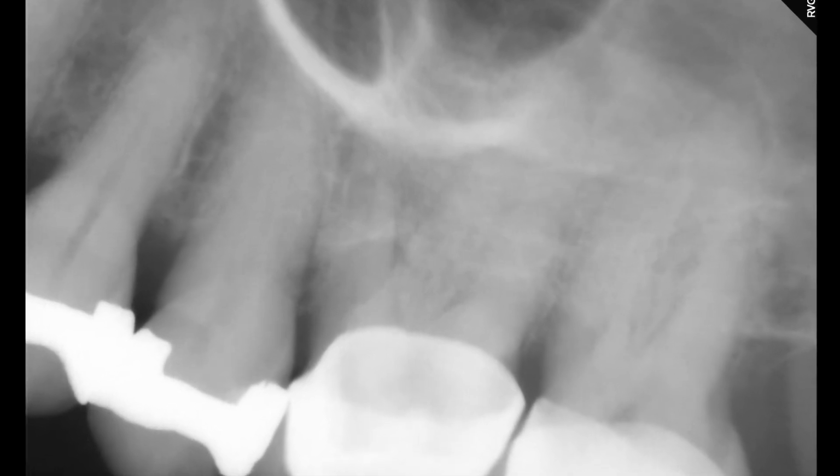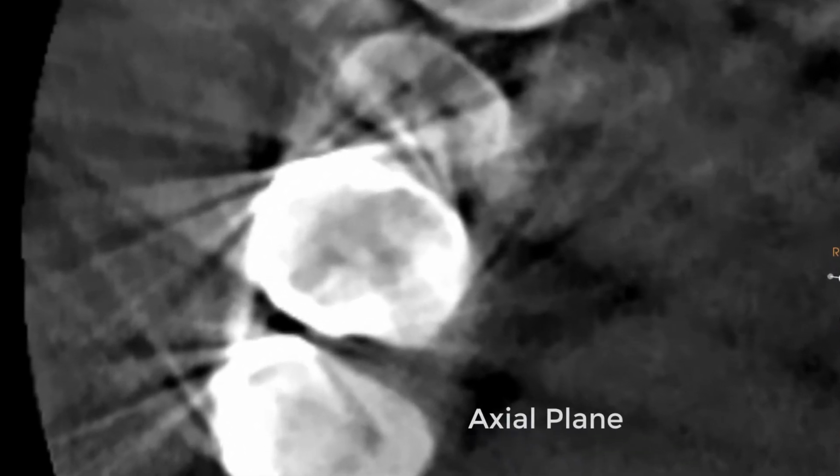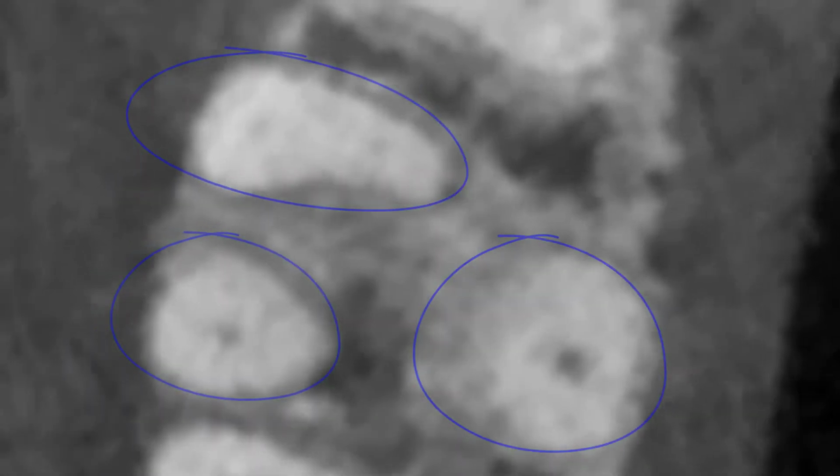Historically, two-dimensional radiographs were the only imaging modality available for endodontic or root canal therapy. Today, cone beam computed tomography allows us non-invasive visualization of the interior anatomy of the teeth and supporting structures.